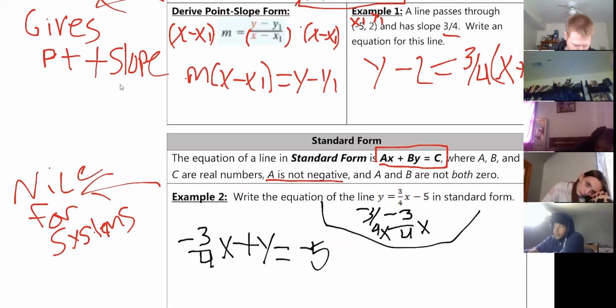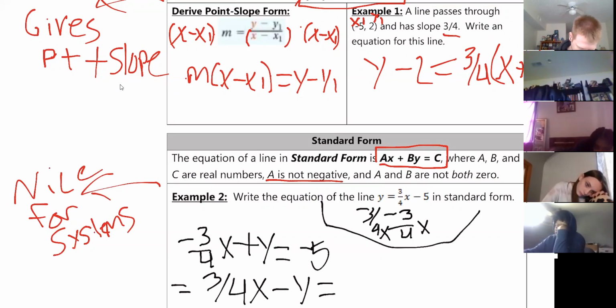Some books might have you multiply the negative out, like you could rewrite it as this. Like you could just flip every sign in your equation. But to me, does this really look that much better than what's above it? I don't think it makes a difference. But based on the definition in these notes, and I believe in your textbook, I do believe it says A shouldn't be negative. But it really doesn't bother me. But I've seen different definitions.